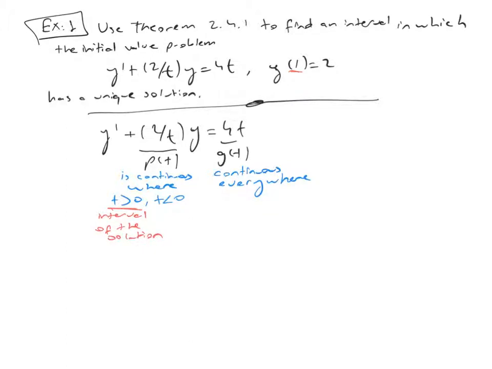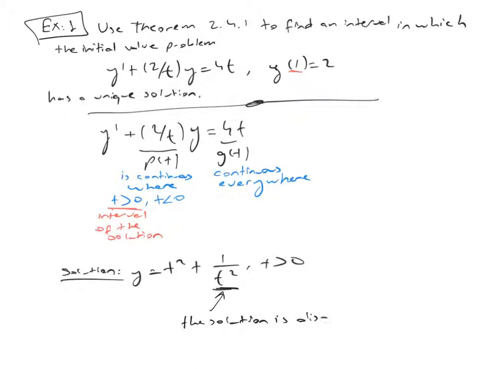Indeed, the solution of this problem is y is equal to t squared plus 1 over t squared, where t is bigger than 0. And as you see, the solution is discontinuous where t is equal to 0. And this is consistent with what the theorem says about the interval of the solution. And let's write it down. The solution is discontinuous where t is equal to 0.